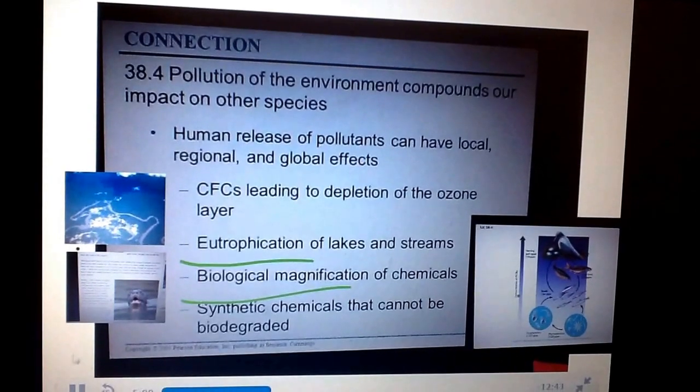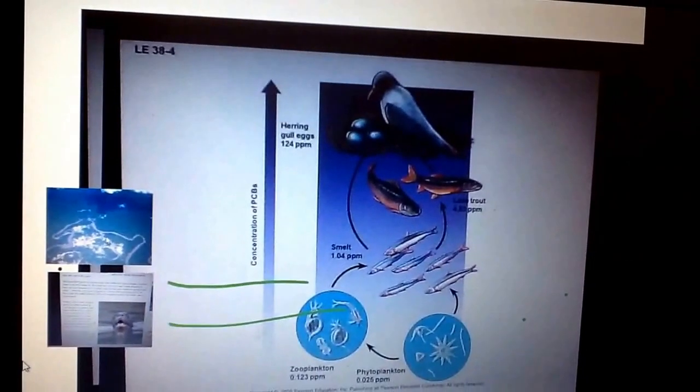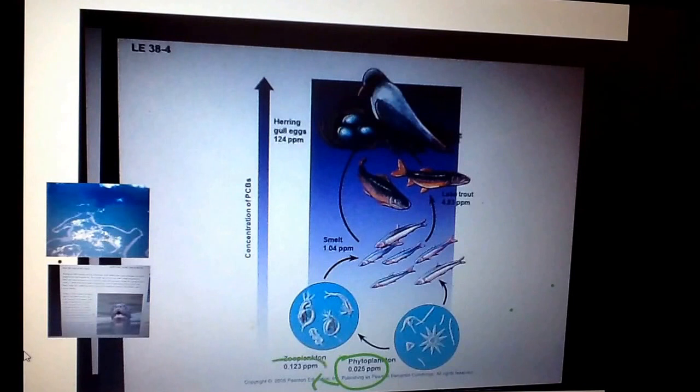Now, biological magnification, if we look here at this illustration, will show us how this happens. So there's a small amount of chemical that gets dumped into the water, and it gets taken up by phytoplankton. And phytoplankton, let's say it's there at a 0.02 parts per million level, which is very small. Well, the phytoplankton gets consumed by the zooplankton, and now the level has increased to 0.13 parts per million.